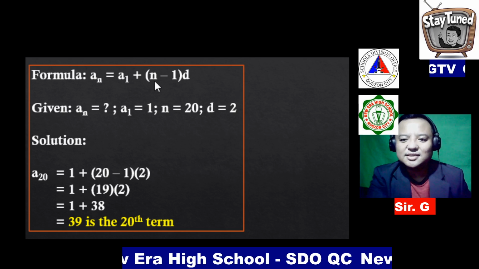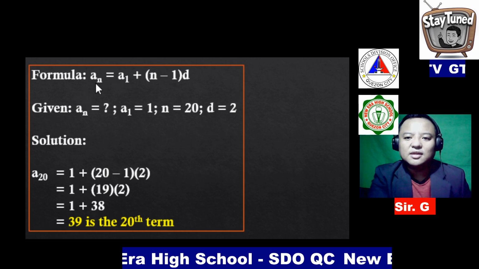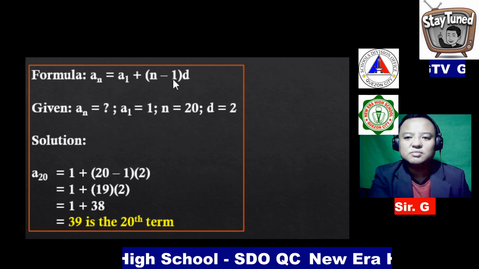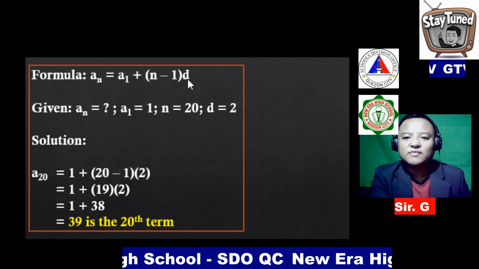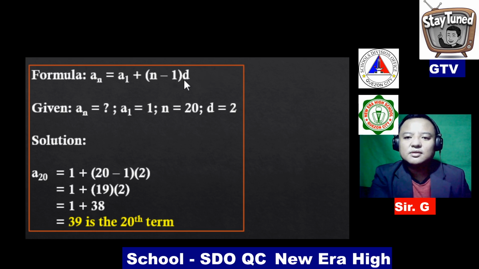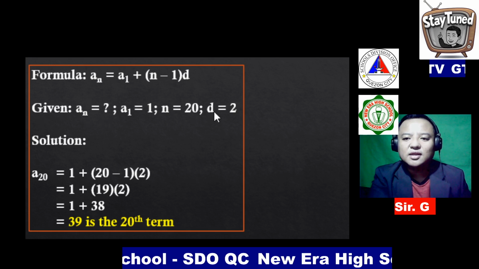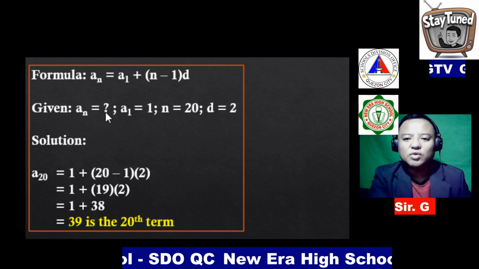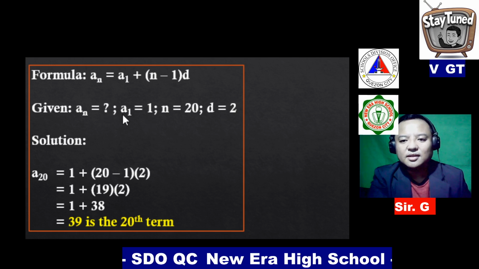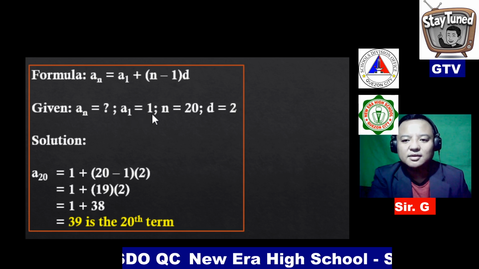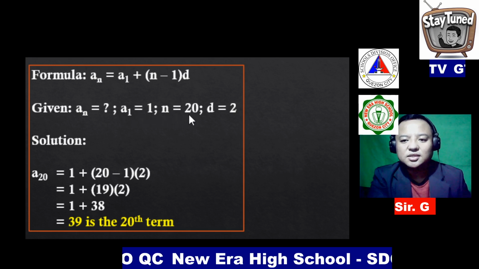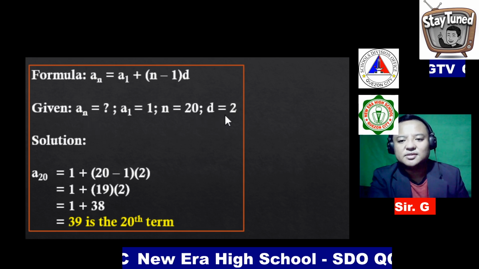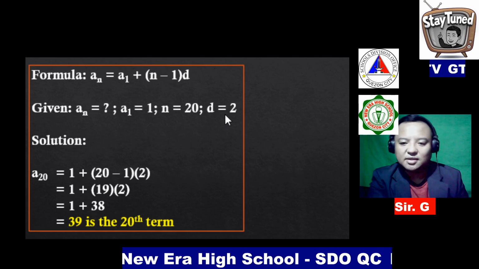Alright, so let's discuss. Let's dig in. Again, our formula: the last term is equal to the first term plus a quantity of the number of terms minus 1 times the common difference. So, after the formula, let's get all the given. And since we are looking for the 20th term, we put a question mark muna for it. Then, identifying the first term, which is 1, and the number of terms is 20, since we are looking for the 20th term, and the common difference is 2. You know why? I've just discussed a while ago, no?